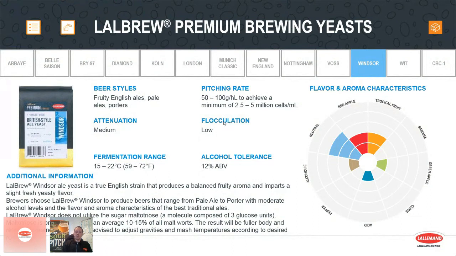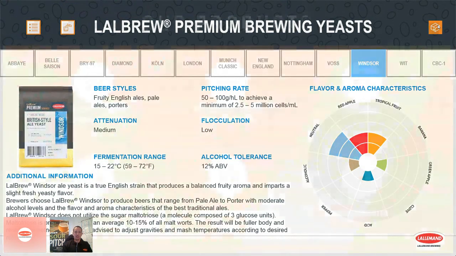So also we see on the flavor wheel a bit more fruit character, specifically with Windsor. I describe that as almost a marmalade flavor, a bitter orange kind of flavor. So very different to the Nottingham yeast, but again, a very classic old English fruity ester yeast.